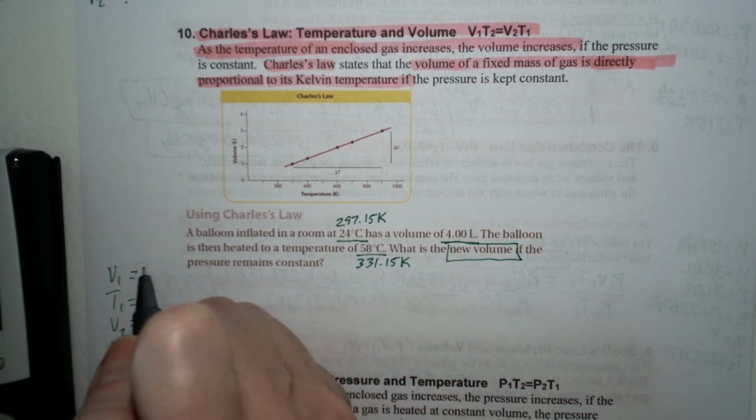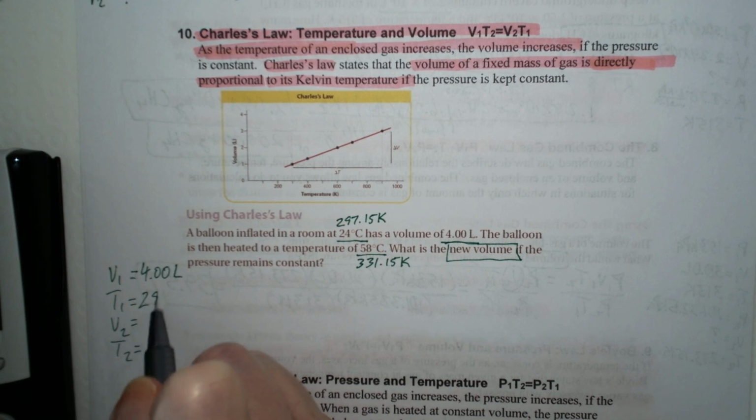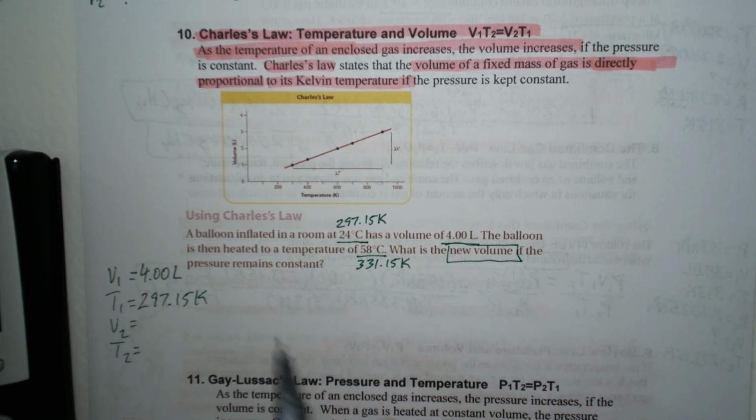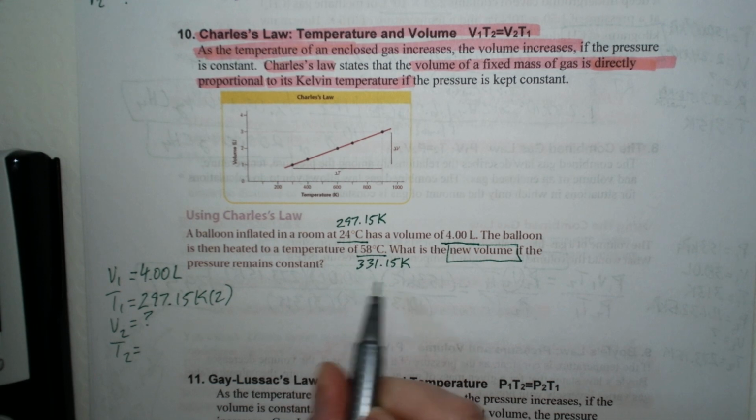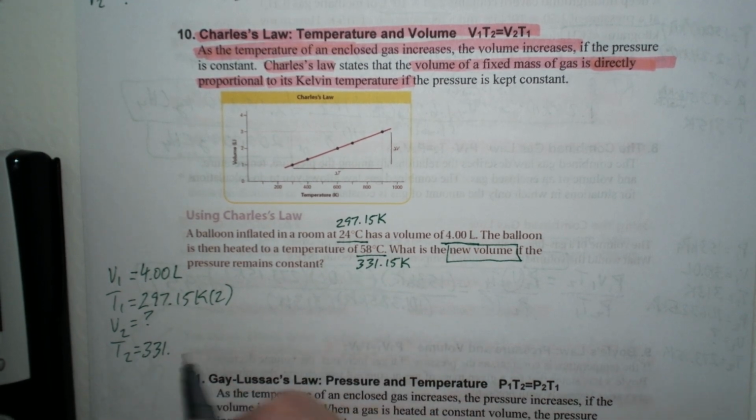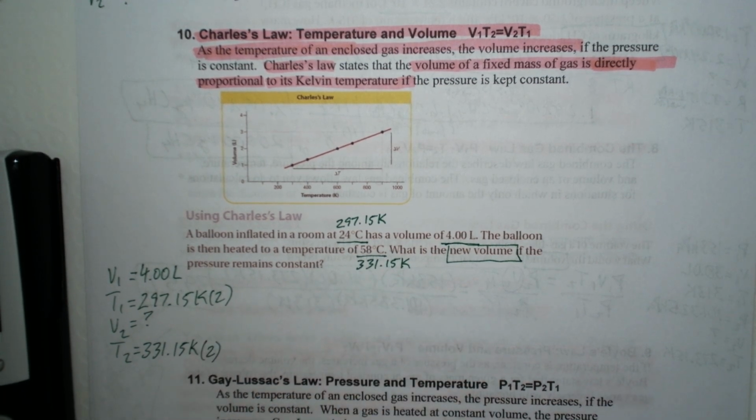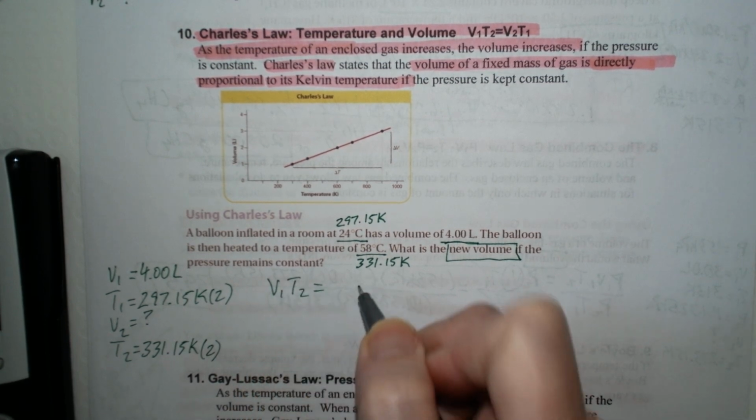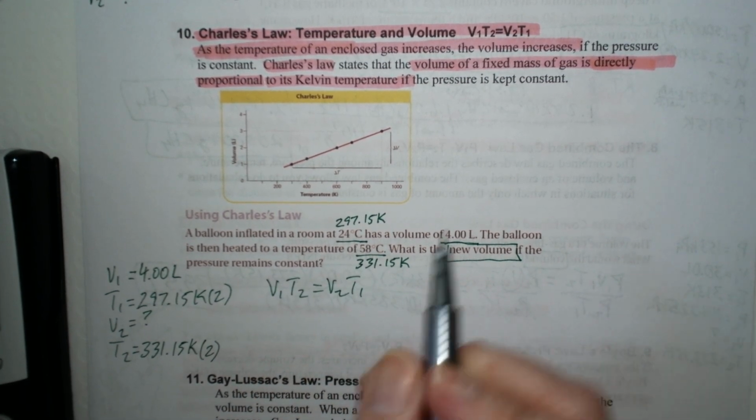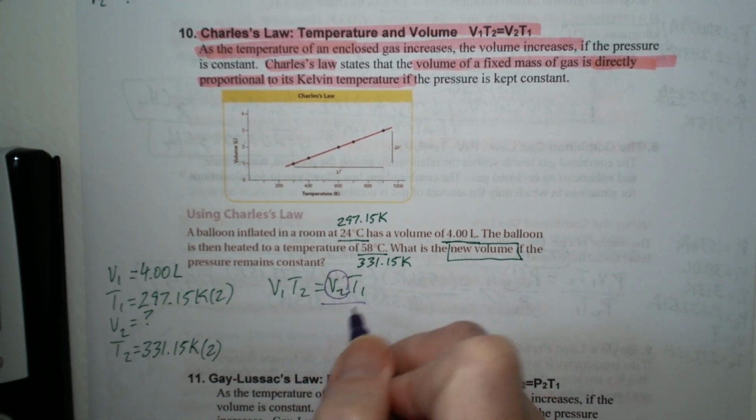So our V1 is 4.00 liters. Our T1 in kelvins is 297.15 kelvins. Just remember, though, that that was 2 sig figs before we stuck it in here. Our V2 is what we're looking for, and our T2 is 331.15 kelvins. And again, that was 2 sig figs before we used the actual Kelvin temperature. All right, so V1 T2 equals V2 T1. So if we're looking for V2, I'm going to divide both sides by T1.